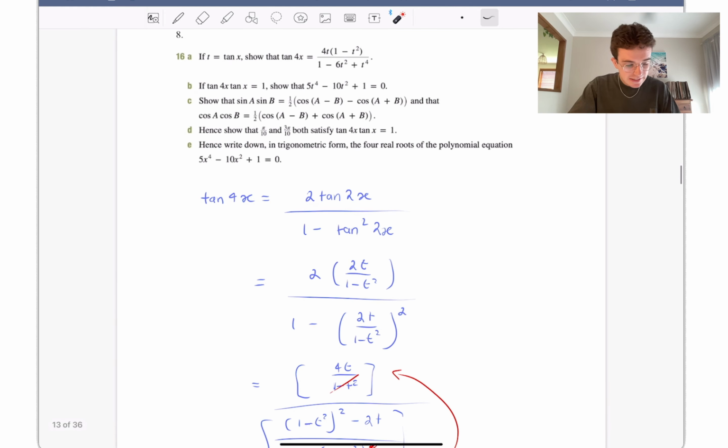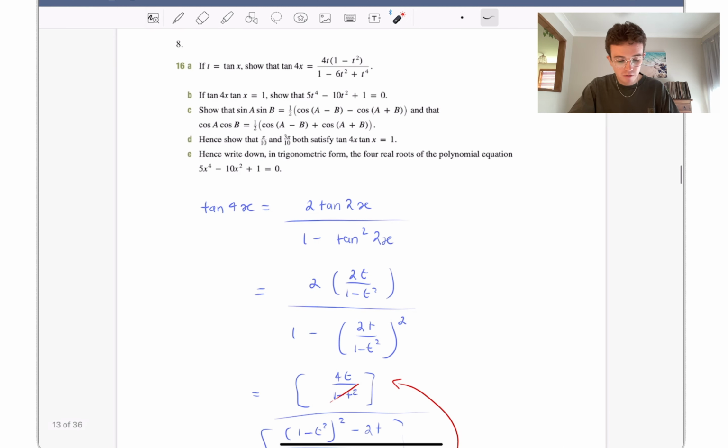Okay, if tan of 4x tan of x is equal to 1, show that 5t to the power of 4 minus 10t squared plus 1 is equal to 0.